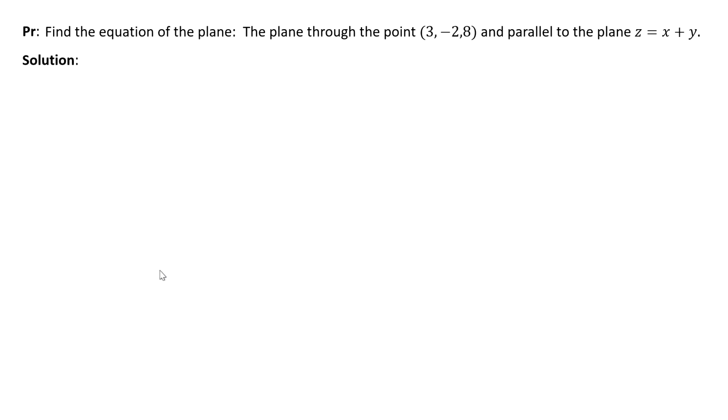Find the equation of the plane through the point (3, -2, 8). Okay, so we know a point on the plane, and it's got to be parallel to the plane z equals x plus y. Our plane must be parallel to this plane, apparently. Any thoughts on how to approach this problem?